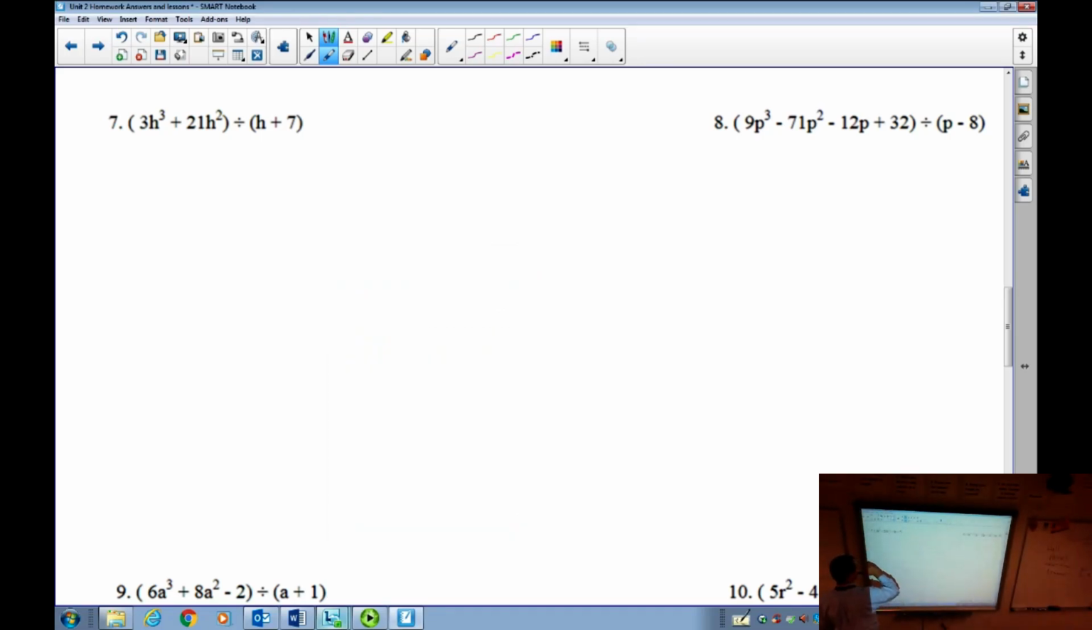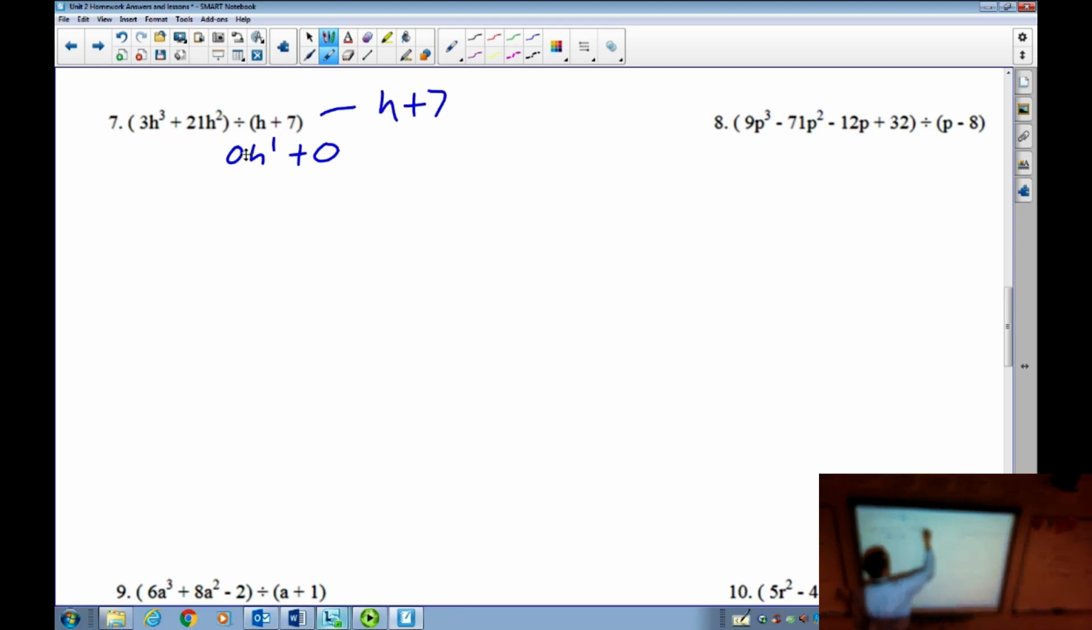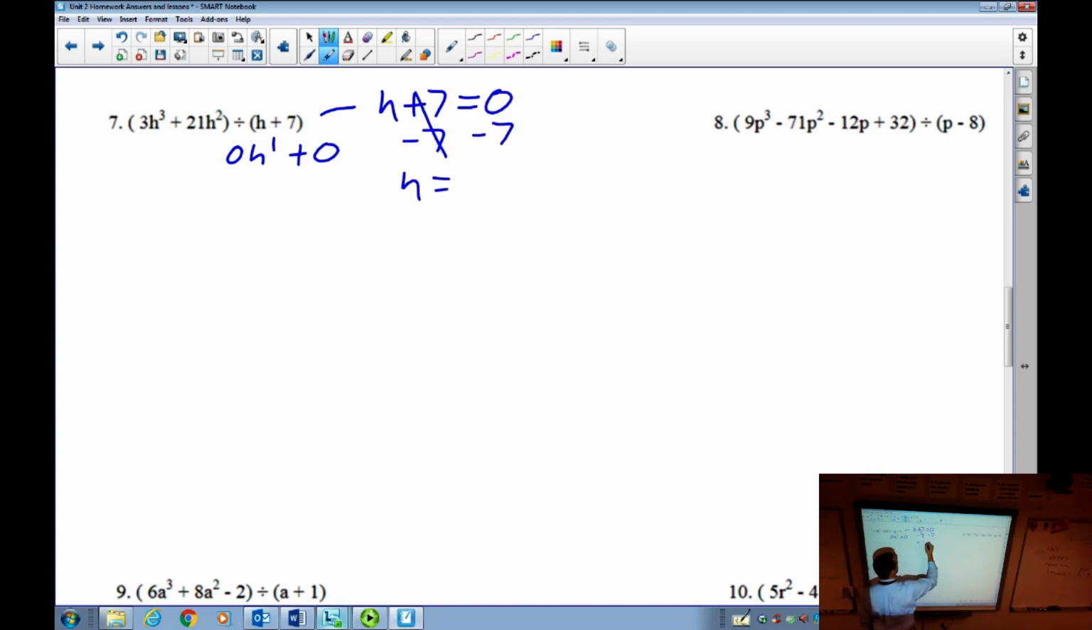All right, let's see here. So then we are missing a bunch of middle terms there, right? We are missing a 0h to the 1st power and technically a 0 with that last constant. So we can put both of those down. So then we have h plus 7 is equal to 0. Minus 7 both sides. So we get h is equal to negative 7 is what we want to use. So negative 7 is our key there to put outside the upside down house.